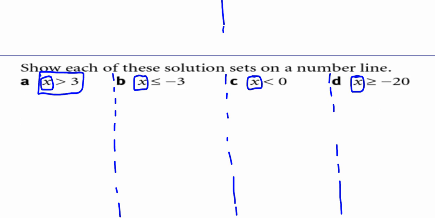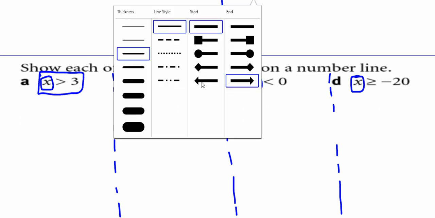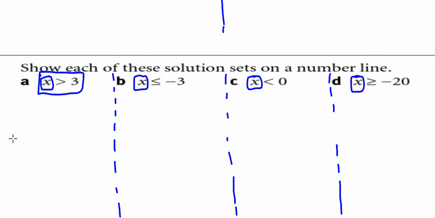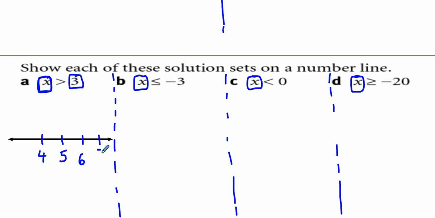Okay, so we need to draw a number line. So here you draw a number line. Now this number line begins with 3. And here they are talking about all numbers which are bigger than 3. So the numbers which are bigger than 3 are 4, 5, 6, 7, and they go to infinity. See that? They go to infinity.